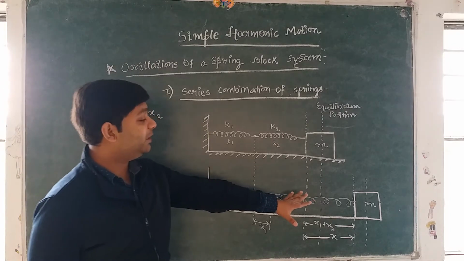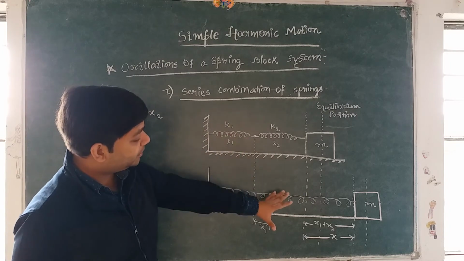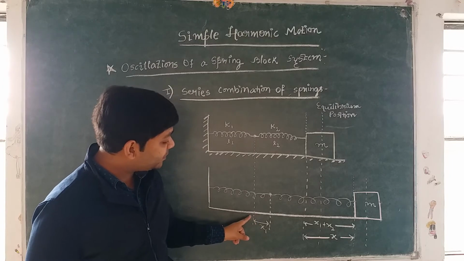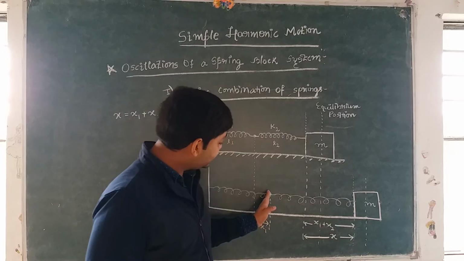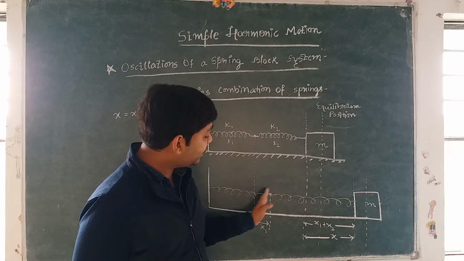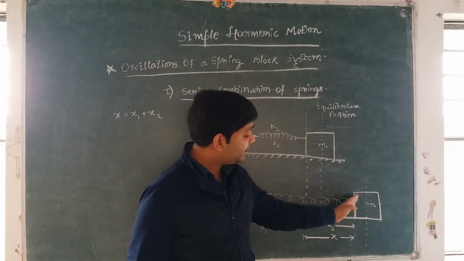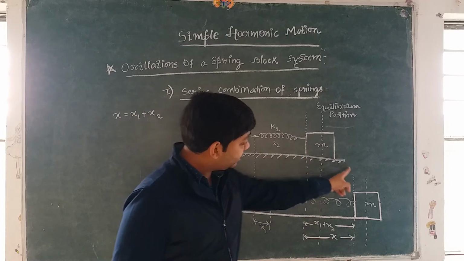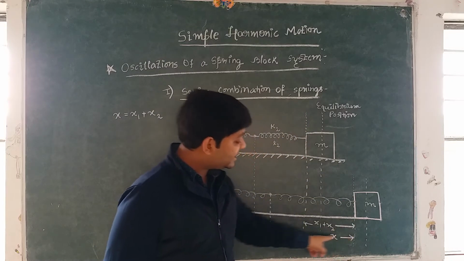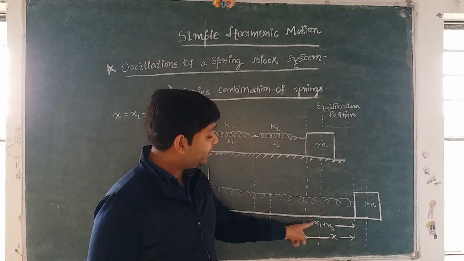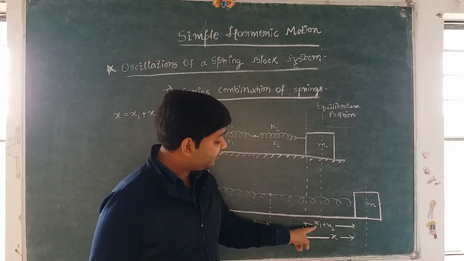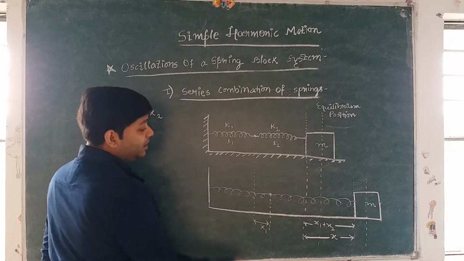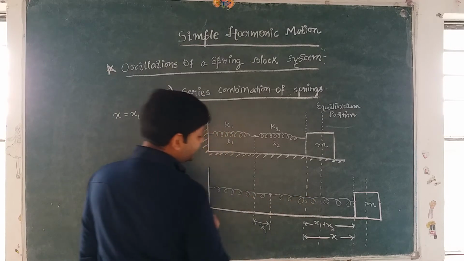Please note this carefully and observe this carefully. This is the extension in spring 1, and this is the end to which spring 2 is connected, and its other end is connected to the block of mass m. From this position to this position the total displacement is x, and this should be equal to the extension in spring 1 plus the extension in spring 2. Fine. So this is spring 2 and this is spring 1.